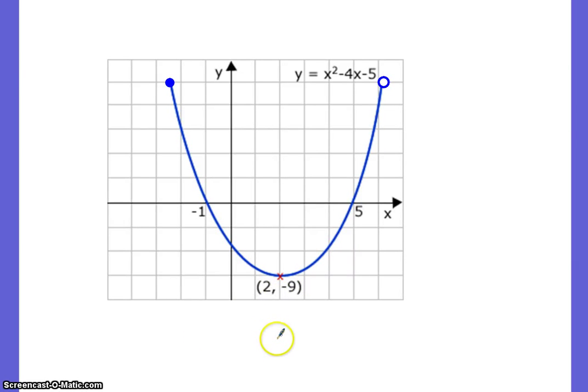This video is for Algebra 1. We're talking about domain and range again today. Remember that domain is always talking about the x values and range is always talking about the y values.